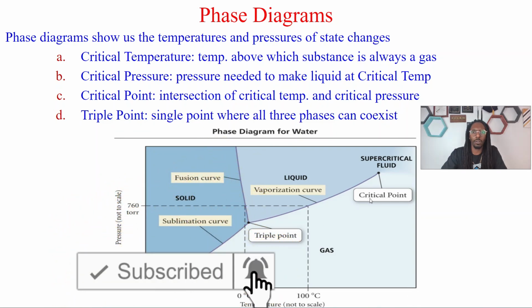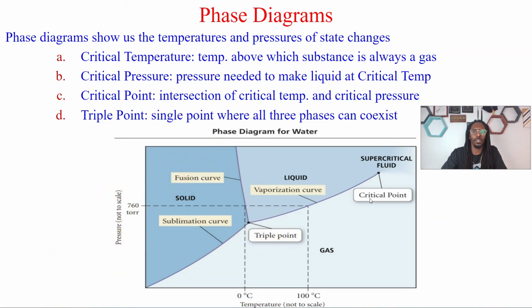And then we have our critical point. Once again, this critical point is where we're intersecting. So we have our critical temperature and critical pressure at this intersection here. Now anything beyond this is called supercritical fluid. We're not really going to go over supercritical fluid. This is something that's advanced.